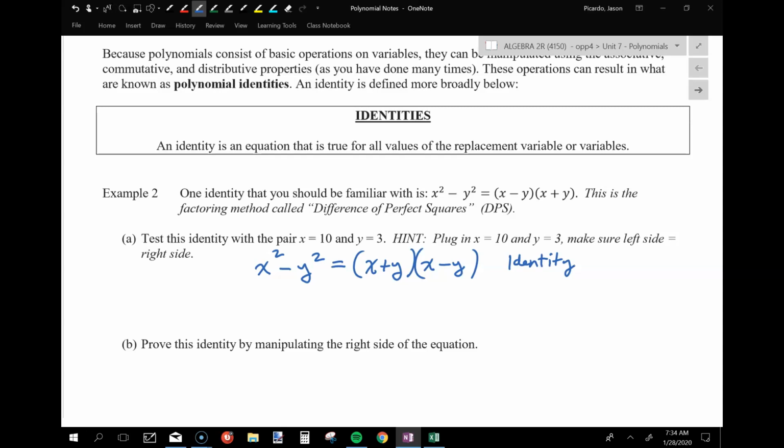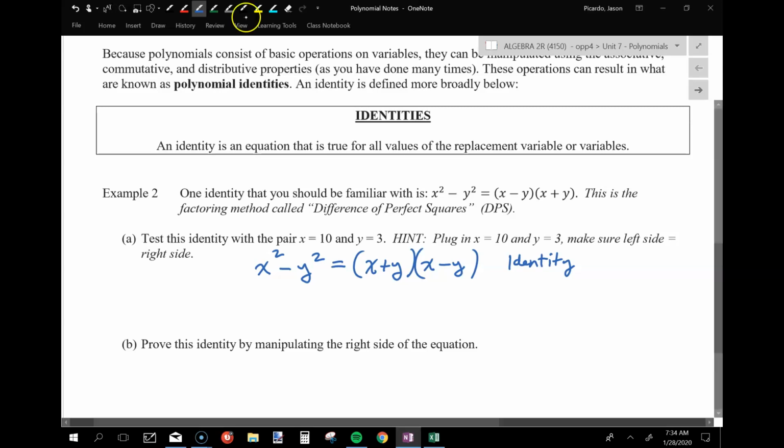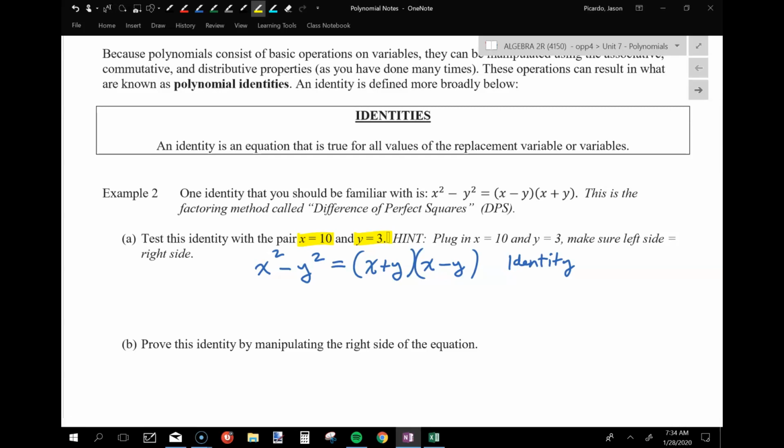Now, one way that you can test an identity is by taking 2 unique values, plugging them in, and seeing if you get the same result on both sides of the equation. Now, in this case, you're using the values of 10 and 3. What would be bad values to test within an identity? What would be values that you probably don't want to use? 0 and what's another value? Ariel? 1, yeah. 0, 1, and -1 are usually values that you don't want to test within an identity.